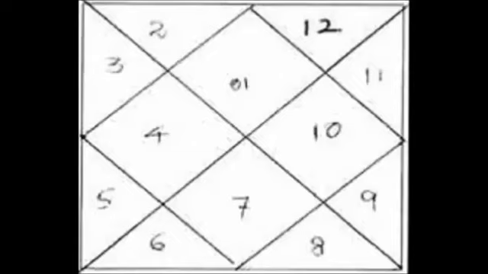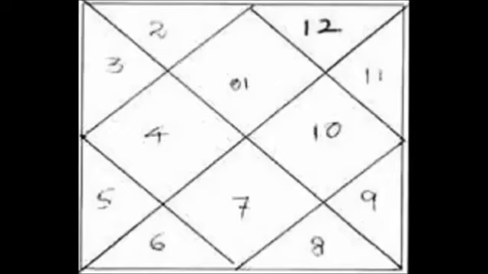The next sign, Leo, comes next to it in the anti-clockwise direction, and you have to mark the next sign in anti-clockwise direction with number 5. Suppose there is Mars in Leo, you have to put Mars in the next sign to the ascendant in anti-clockwise direction. In this model, you have to do the counting always in anti-clockwise direction.